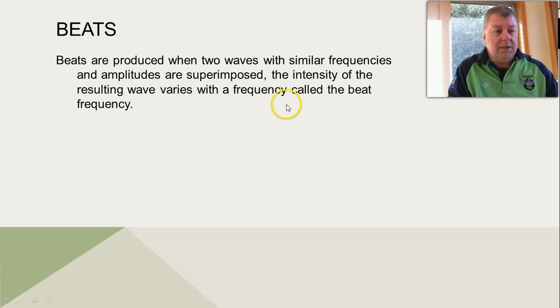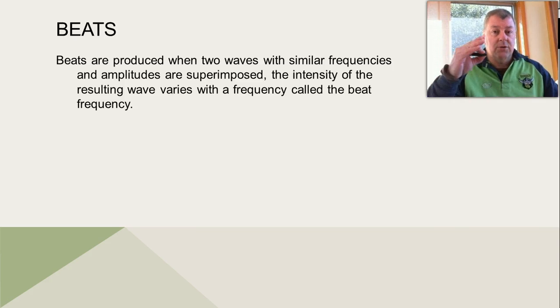And what you get is a regular pattern of constructive and destructive interference as these two waves interfere with each other. But the pattern produces an intensity in the resulting wave. The intensity varies. So if it's two sounds interfering, you get a variation going from loud to soft, loud to soft, loud to soft. That's independent of the two other sounds.